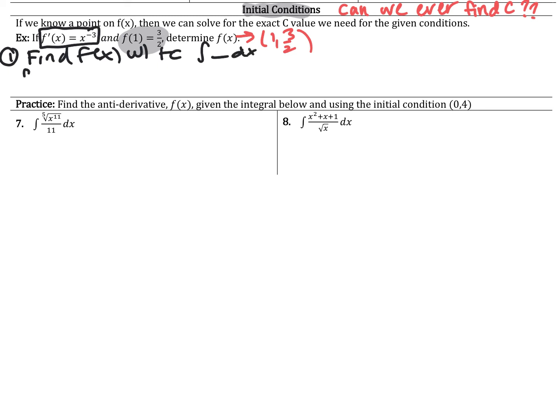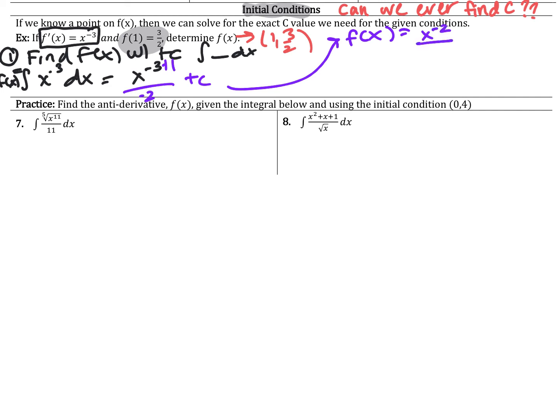So we can rewrite this as the integral of x to the negative third power dx. And this is going to be f of x. If we use the power rule, we're going to add 1 to our exponent, divide by -2, and have a plus c. So f of x is equal to x to the negative second power divided by -2 plus c, or we could rewrite this as -1 over 2x squared plus c.